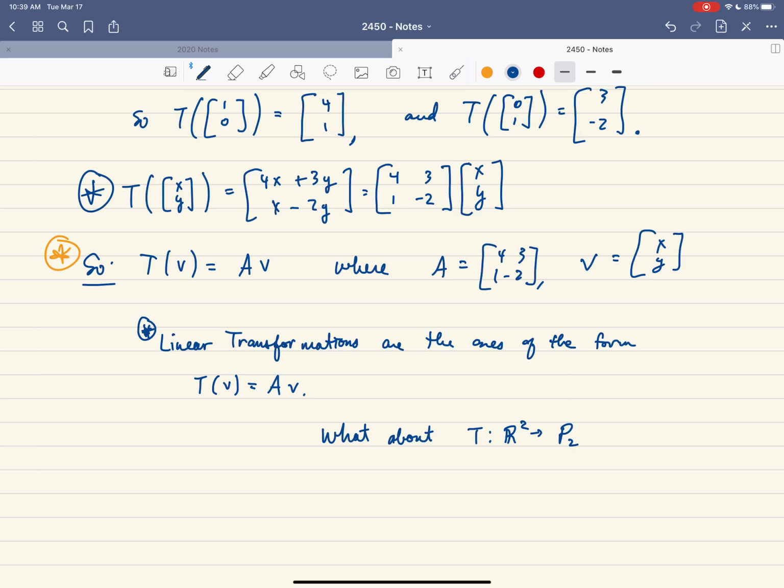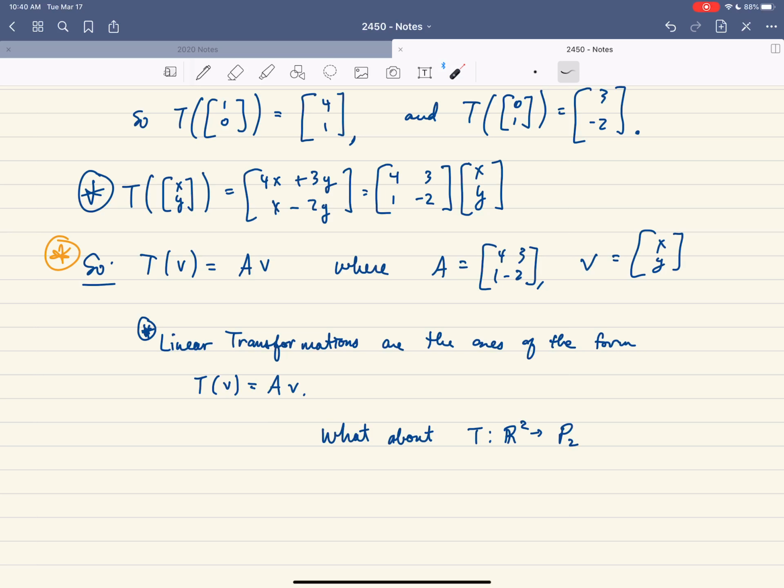So linear transformations are exactly the transformations of this type, with some interpretation that you may have to do at the end to go from one vector space to another. But forgetting about that interpretation, what I've said is exactly right. Linear transformations are exactly the ones of this form.